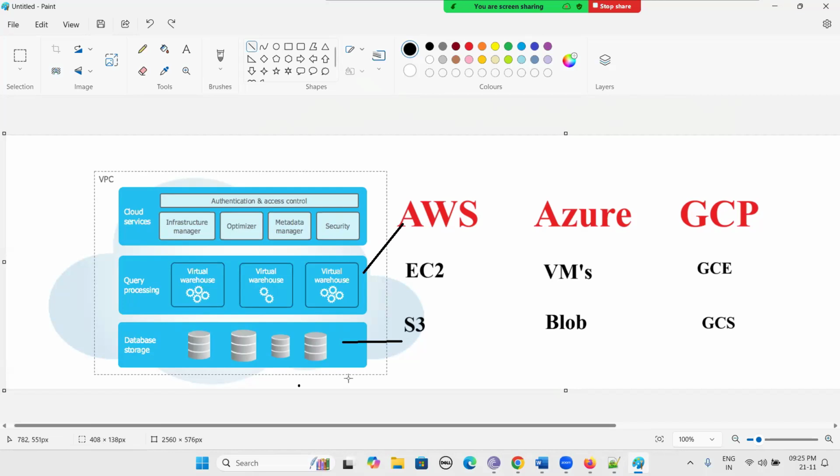I got 1 GB of data. I can assign a virtual warehouse with a small size. Two machines are enough to process this 1 GB of data. If I get 10 GB or 20 GB of data, I can go with a medium size virtual warehouse. If I get 1 TB of data, then I go with a large virtual warehouse with 50 node machines. So we can create different virtual warehouses.